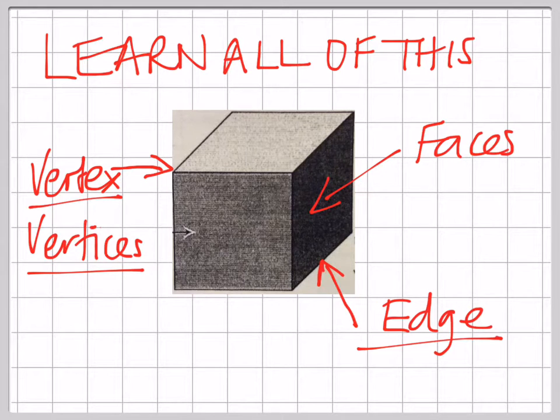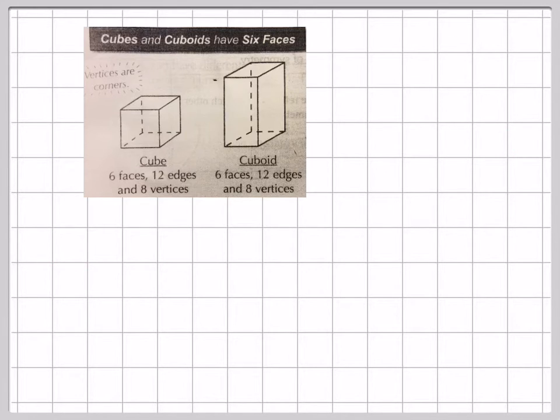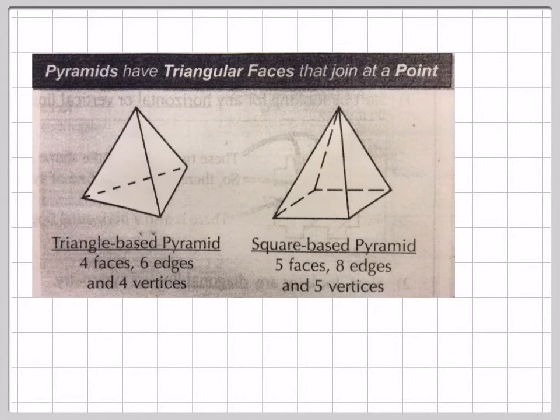So let's move on. Okay, you get asked quite a lot of questions about cubes and cuboids. Difference between a cube and a cuboid is a cube is made up of squares, whereas a cuboid normally has rectangles and squares, or just rectangles. Both of them have 6 faces, 12 edges and 8 vertices.